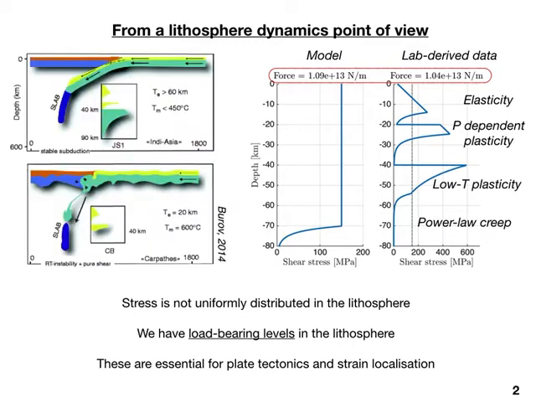This has been previously addressed by Burov, here an example from 2014, where he has shown that stable plate tectonics require the occurrence of a load-bearing level in the mantle lithosphere. So you can see top left stable subduction occurring with a jelly sandwich model, while unstable subduction occurs when there is no load-bearing level in the mantle lithosphere.